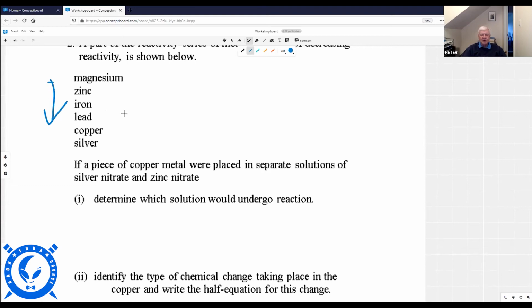Remember, the activity series indicates that the reactivity diminishes as you go down. And the classic mode of reaction of a metal is to give up electrons to function as a reducing agent. So in this particular case, if we have copper and we put that in a solution of silver nitrate and zinc nitrate, zinc is above copper in the reactivity series, so nothing will happen there. But something will happen with the silver because silver is lower in the activity series than the copper. So it's the silver nitrate solution that will undergo a reaction.